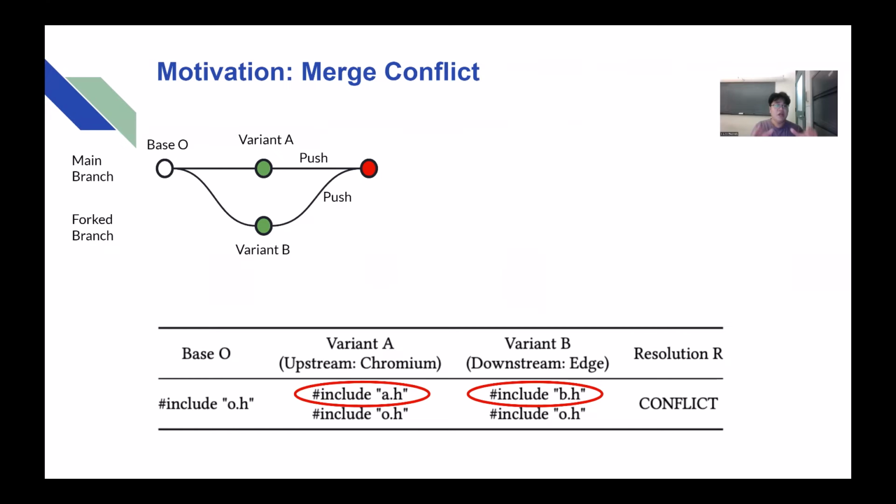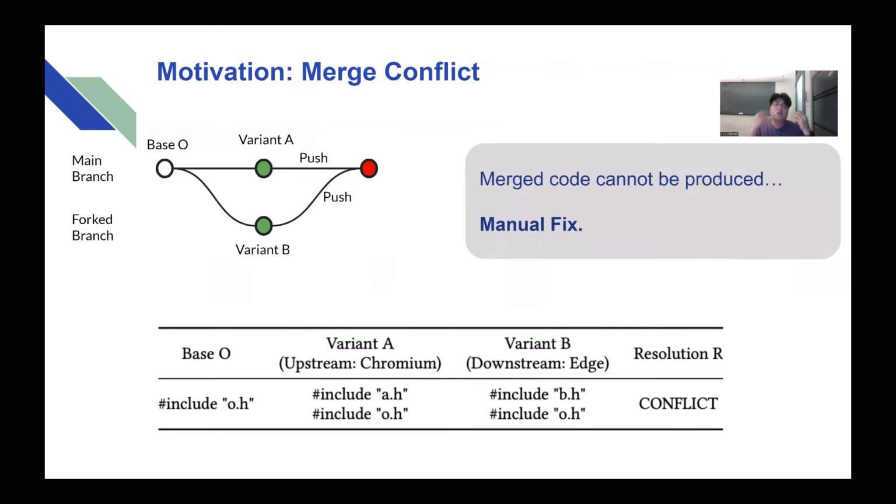For example, here, variants A and B start from the same base O. What they did is that they touched the same region of the code with different content. For example, in variant A, it says include A.h. In variant B, in the same area, it says include B.h. So if you want to use the git merging algorithm to produce the merged code, it cannot be done.